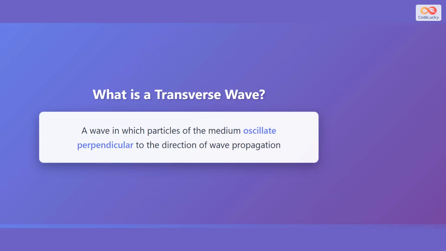A transverse wave is defined as a wave in which particles of the medium oscillate perpendicular to the direction of wave propagation. Let's break this down. The word perpendicular means at a right angle or 90 degrees. So while the wave itself travels in one direction, the particles that make up the medium move up and down, or side to side, at a right angle to that direction. This perpendicular relationship is the defining characteristic of transverse waves.